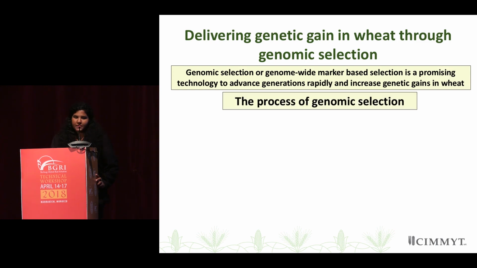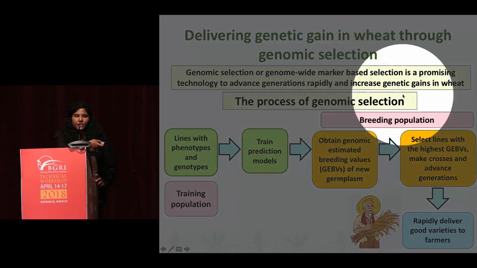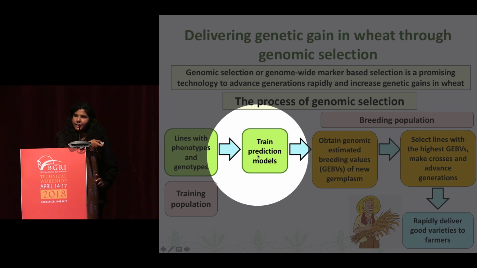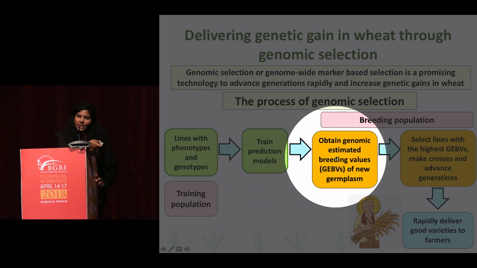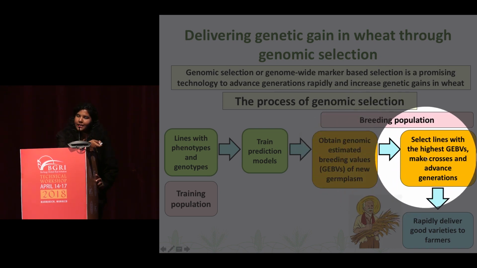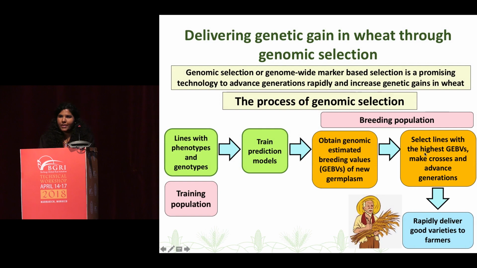To describe this process, first, what we have here is lines which just have phenotypes and genotypes. And this we call a training population. Then we use this data to train prediction models. From that, you use the trained model to predict the values of lines for new germplasm, lines where you don't know the phenotype, and that will be our breeding population. From that, we select lines that have high genomic estimated breeding values. We make crosses, and we advance generations.